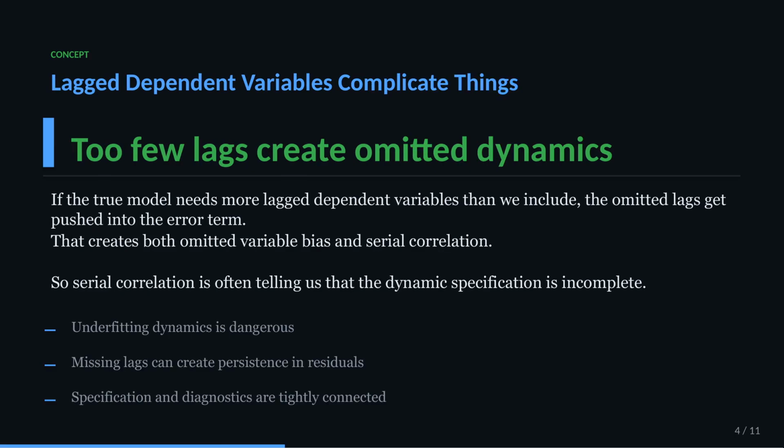Lag-dependent variables make this especially important. If the true process needs more lags than we include, those missing lags get buried in the error term. Then the residuals inherit persistence. So serial correlation is often not just a nuisance. It is evidence that the model may be missing dynamic structure it should have included.